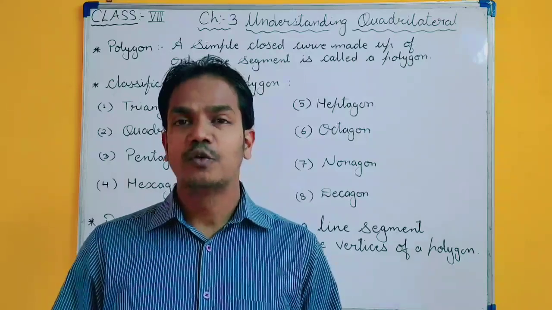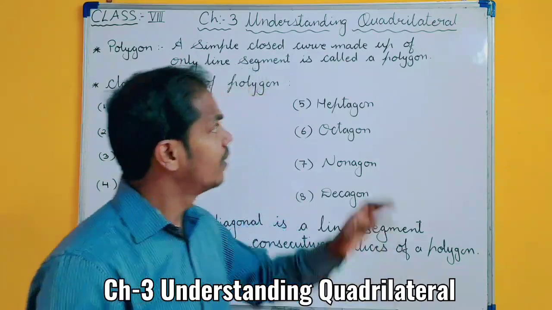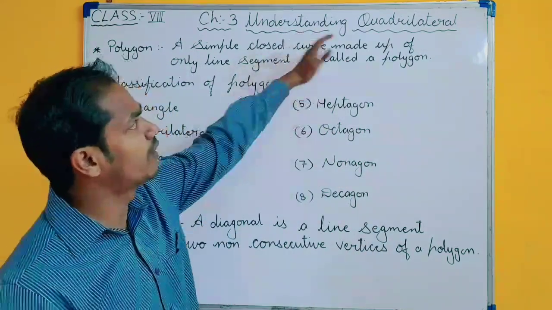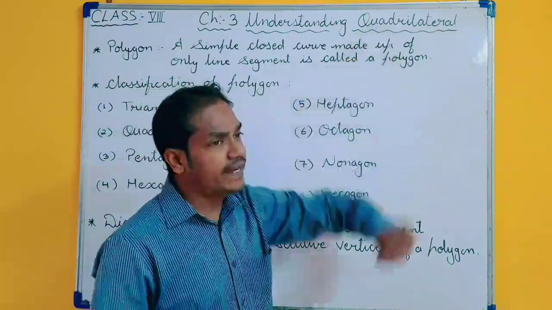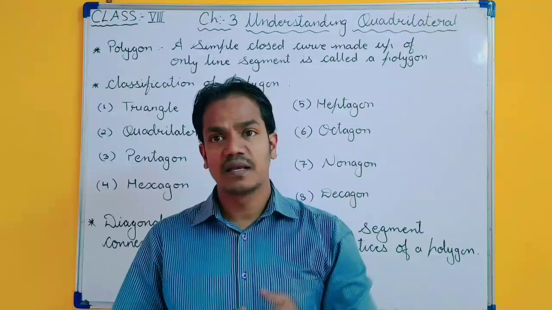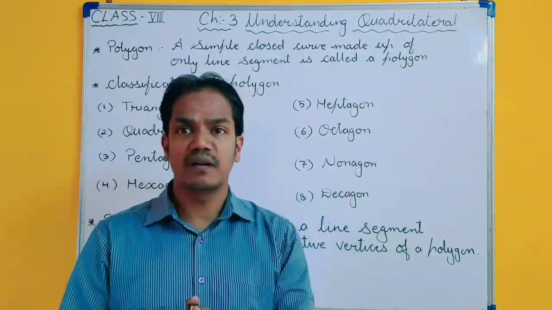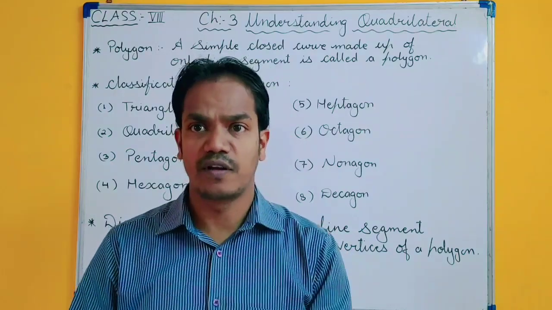Good morning students. Today we will start chapter number 3, understanding quadrilateral. Before starting this chapter, try to understand the meaning of quadrilateral. Quad means 4 and lateral means sides. Any figure that is made up of 4 line segments is called a quadrilateral.